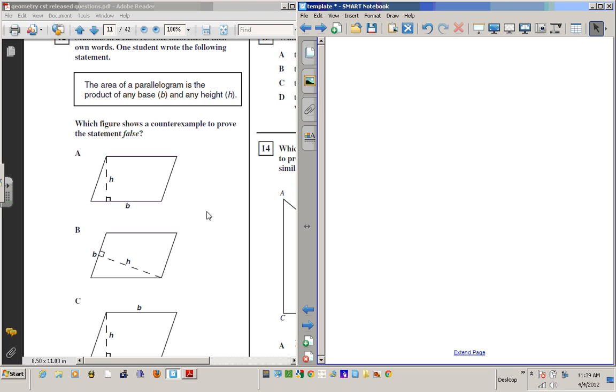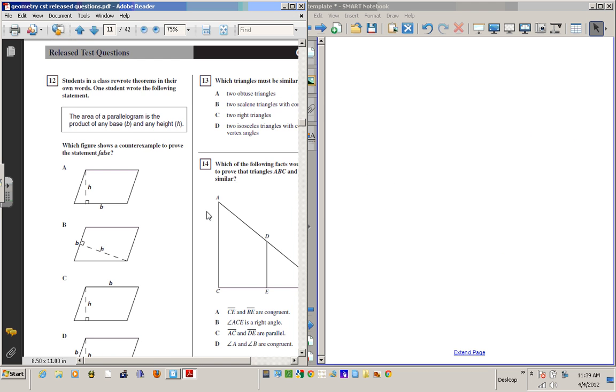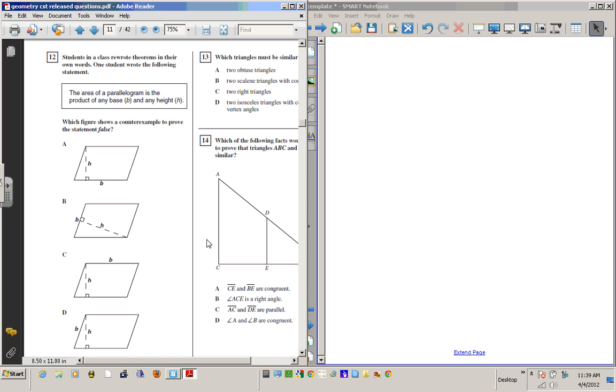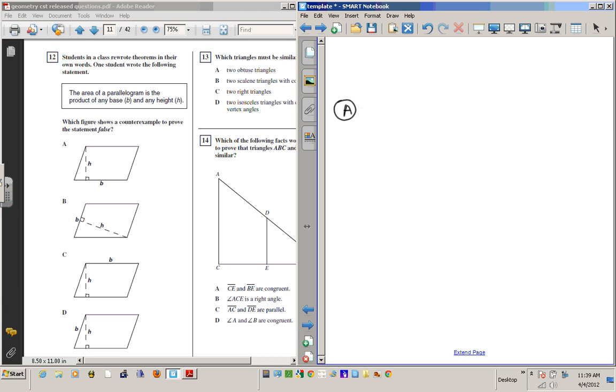So number 12, we're going to look for a counterexample. It says the area of a parallelogram is a product of any base and any height. Which of the figures shows a counterexample to prove the following? So if I can have a base multiplied by the perpendicular height, that's fine. If it is based on the perpendicular height, that's the area. A is good. A checks out because you have base times the perpendicular height to that base.